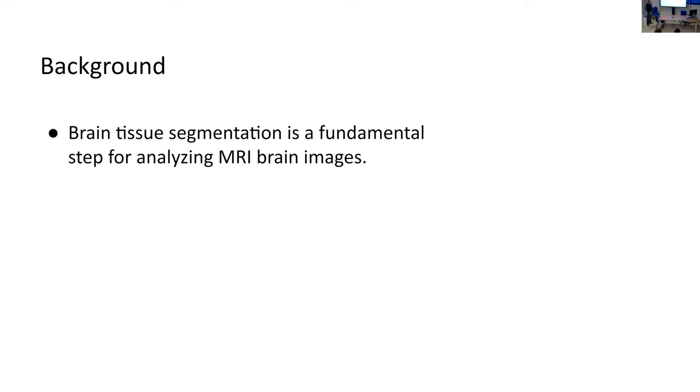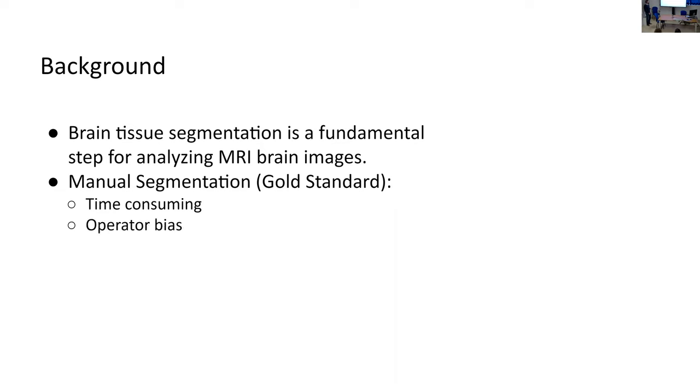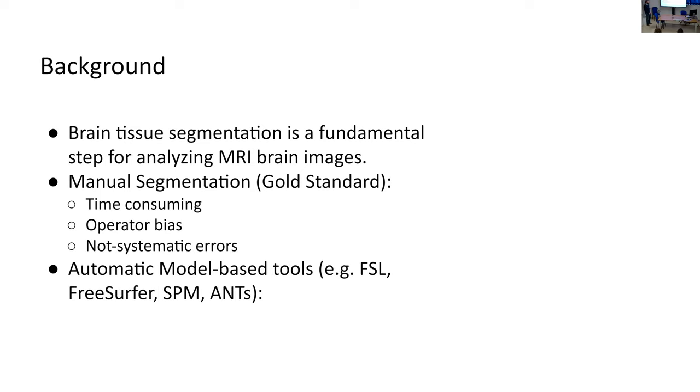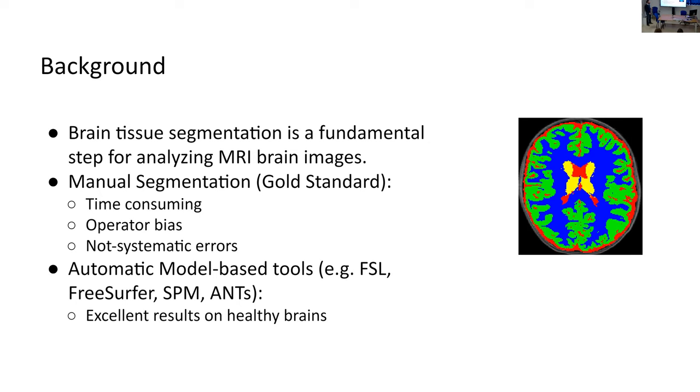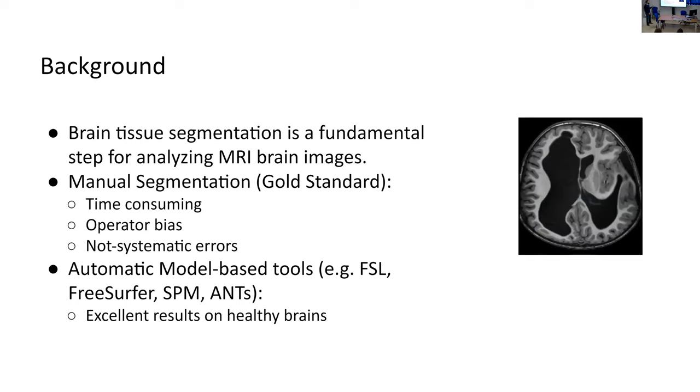Brain tissue segmentation is one of the critical steps in processing MRI images. Actually, the gold standard is to perform the segmentation manually, but this is very time consuming, there is bias from the operator who performs the task, and it is prone to error. For this reason, in the last decades, several automatic model-based tools were developed, the most famous being FSL, FreeSurfer, SPM, and ANTS. These tools perform very well in the case of healthy subjects, producing high quality results. But in many cases of malformation, for example high distortion of the architecture, they fail.